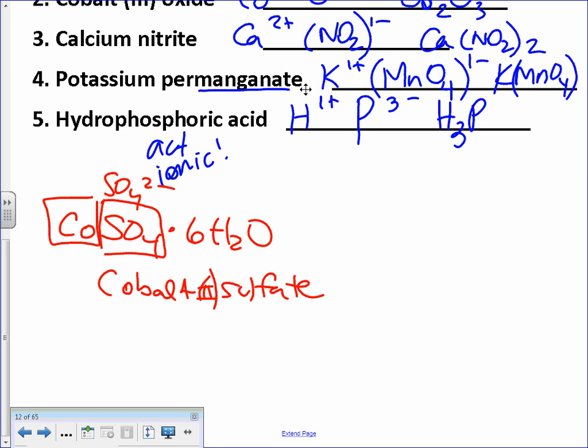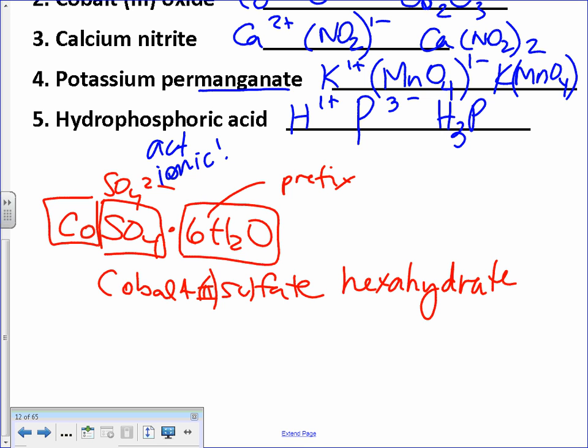Then you name this part, and this part is called a hydrate. Why does that make sense for it to be called a hydrate? It's hydrated with water. The hydrate word is just the name of the number with a prefix and then say hydrate. So then you'd say hexahydrate.